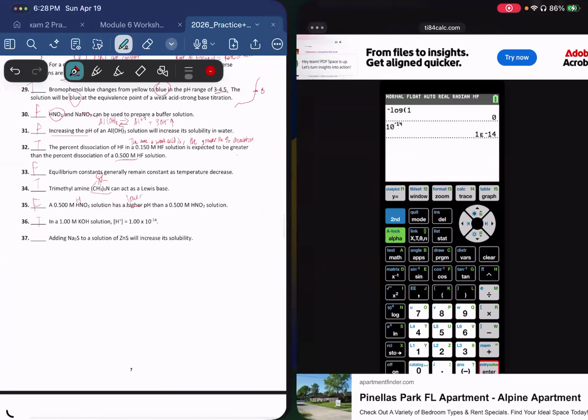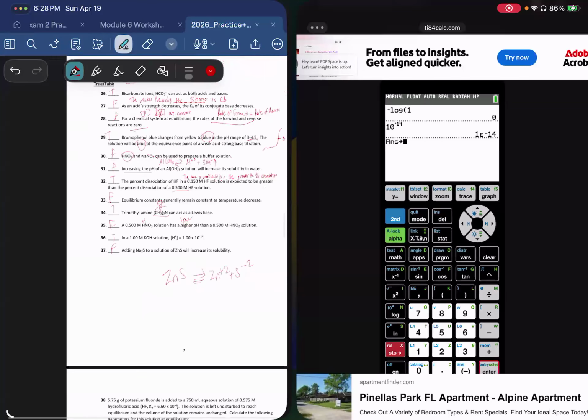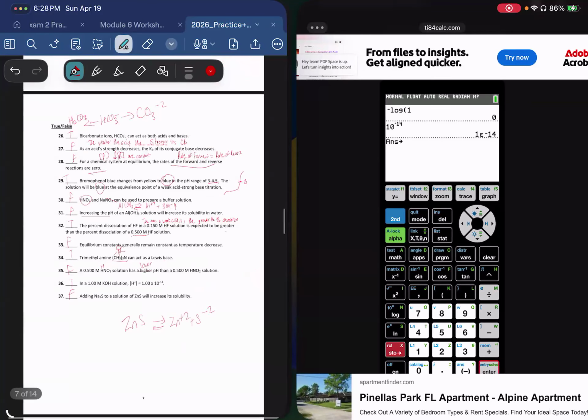Okay. It's 37, adding Na2S to a solution of zinc sulfide will increase its solubility. This is false. Zinc sulfide has sulfide ions, right? And so adding sulfide ions will decrease the solubility, right? Because it's going to shift it to the left. So this is false. Are there any questions regarding this?